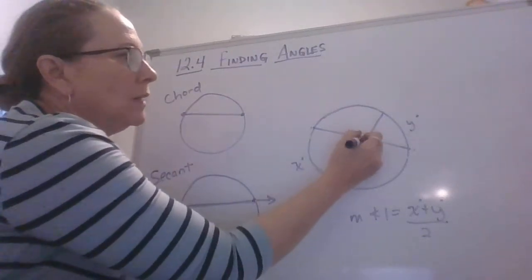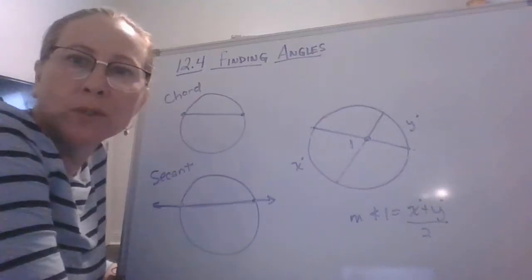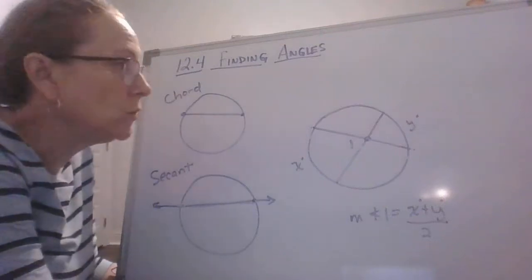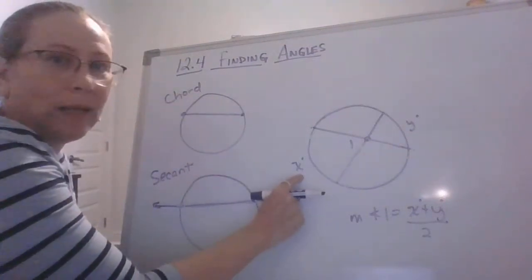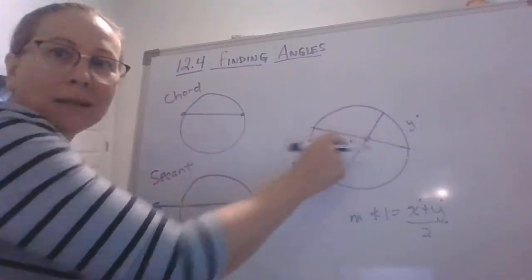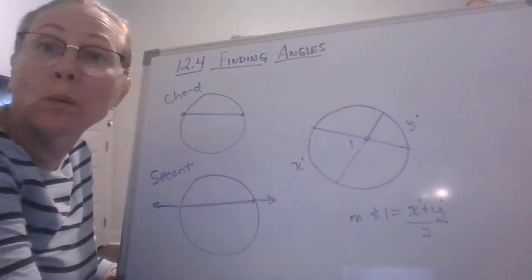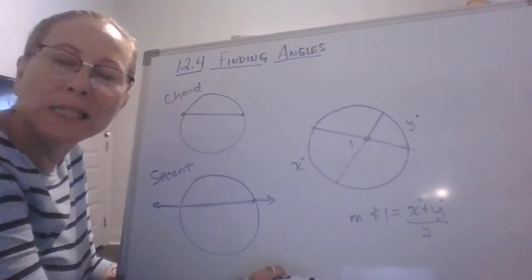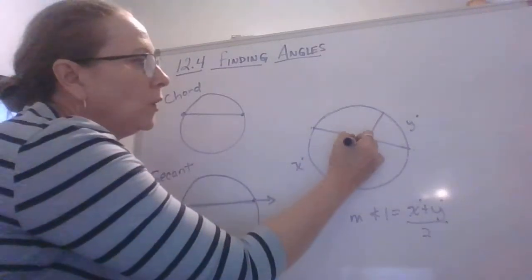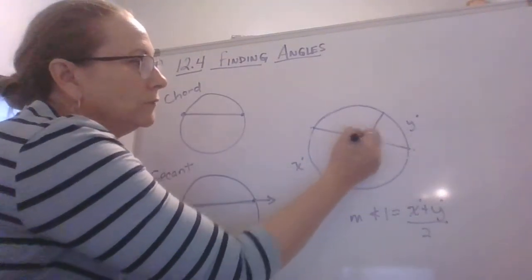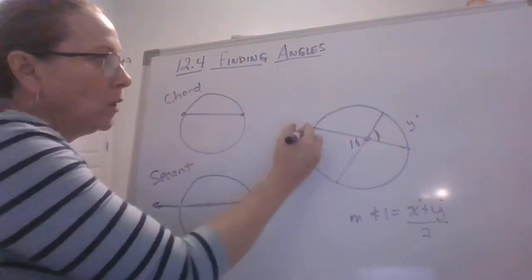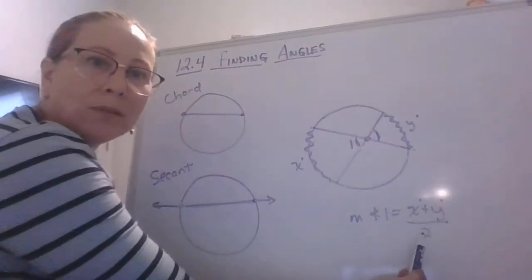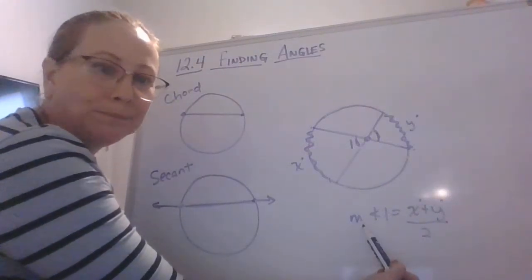They form an angle, and the important part is the angle's vertex is inside, but they're not at the center, so they're not central angles. So angle 1 is not equal to angle x. Angle 1 is off center. It's not at the center. So what we say is that angle 1 is the average of its intercepted arcs. So angle 1 and its vertical angle over here have the intercepted arcs y and x. So we can add x and y together, divide by 2, and find angle 1.